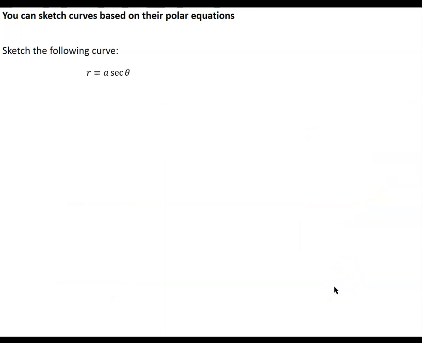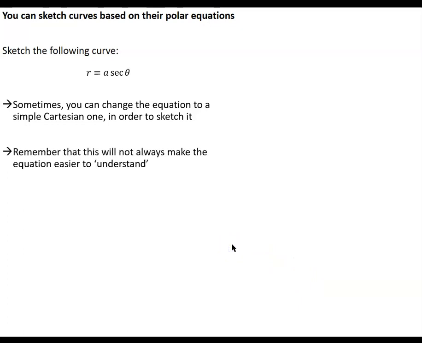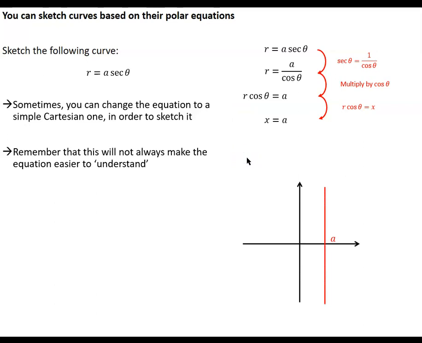So let's have a look at the graph of r equals a sec theta. Let's change this one to a Cartesian equation to see if it's simpler. This won't always make it simpler, but in this case it does. We will rewrite sec theta as 1 over cos theta. I can multiply both sides by cos theta. And you should remember that r cos theta is equal to x. So this is just the line x equals a. It's a vertical line which cuts the x-axis at a.